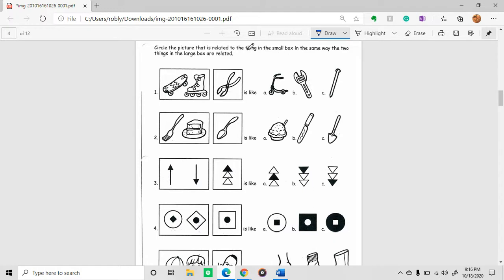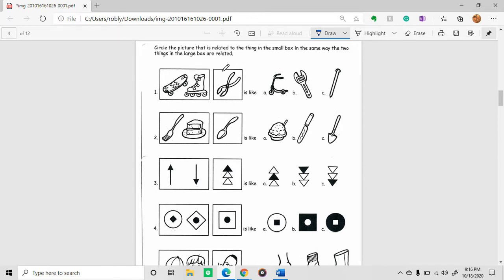It says, circle the picture that is related to the thing in the small box in the same way the two things in the large box are related. So we have a skateboard and some roller skates. Those are both things that have wheels and both things that you ride.